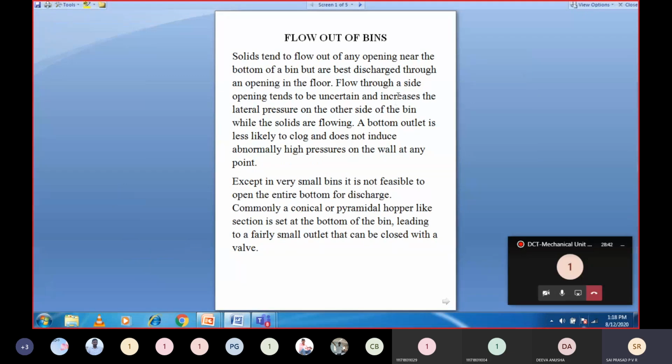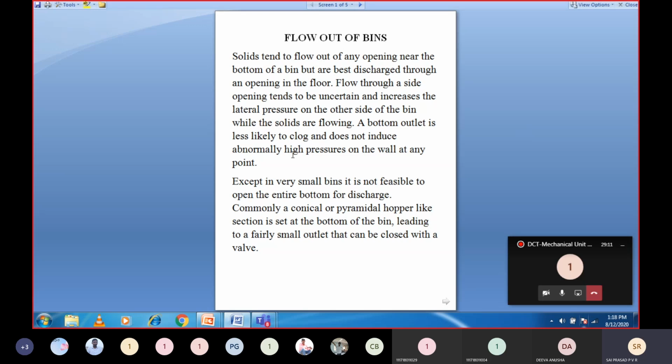Flow through a side opening tends to be uncertain. Very good. And it increases the lateral pressure on the other side. As I said just now, on the other side, because the concentration of the solids is more, the pressure exerted by the solids on the vessel walls, which is the meaning of lateral pressure, will increase, and thus there will be a non-uniform distribution. Lateral pressure on the other side of the bin while the solids are flowing from the other side.